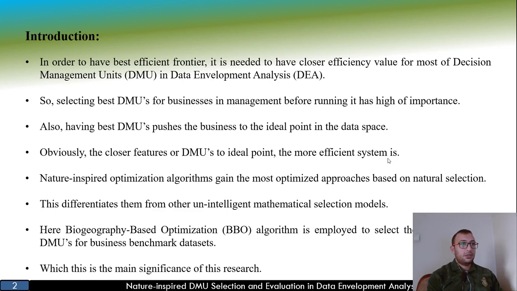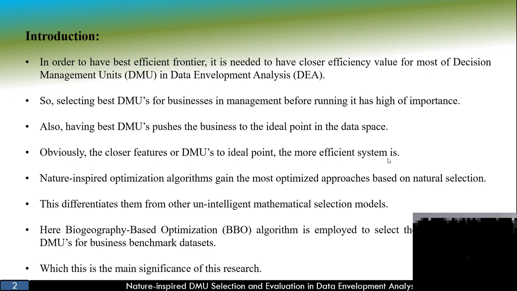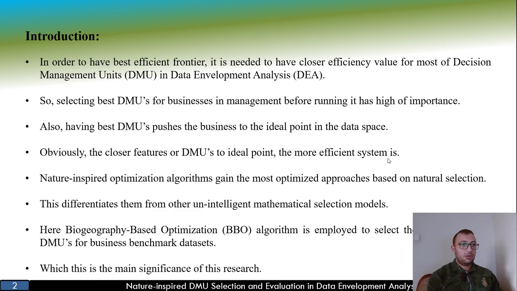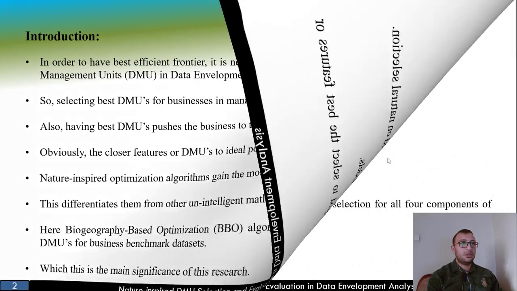Nature-inspired optimization algorithms gained the most attention as an optimization approach based on natural selection, which differentiates them from other unintelligent mathematical selection models. Here, the biogeography-based optimization, or BBO, algorithm is employed to select the best features or DMUs. This is the main significance of this research.